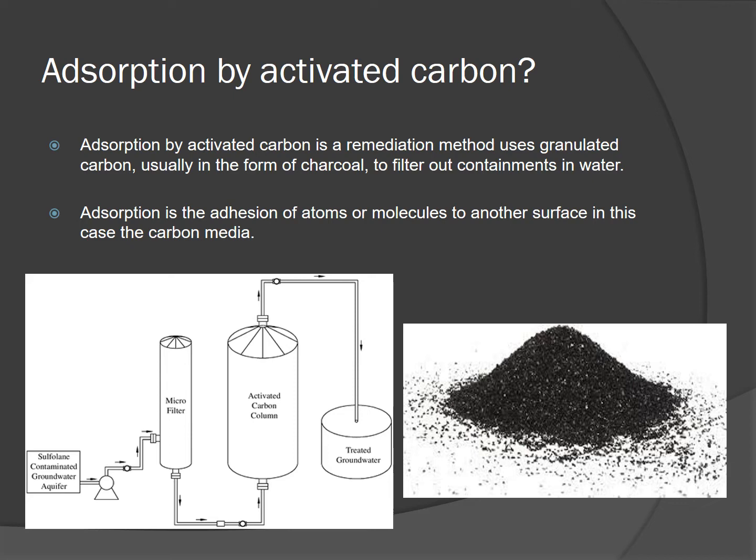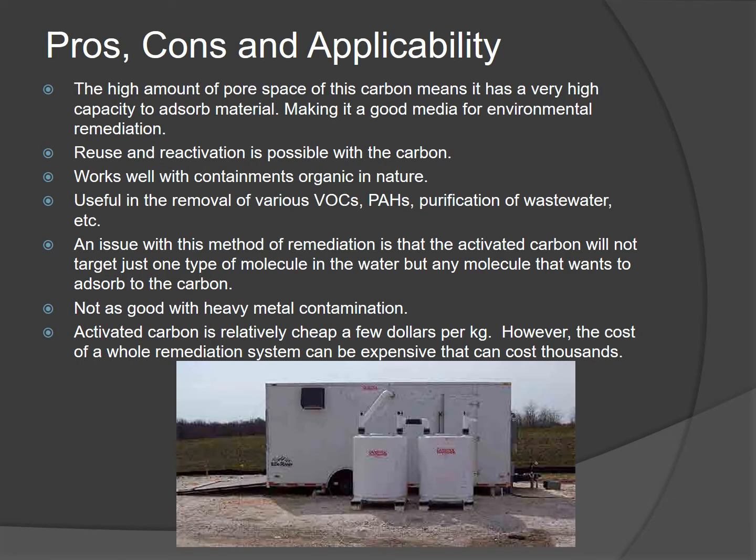Usually there's two, just in case the first column gets spent, and then all of the contaminants should adhere, in theory, to this carbon, and then that gets filtered out into a retention pond or something, and all that should be hopefully clean groundwater. So why is absorption by activated carbon used for remediation purposes?